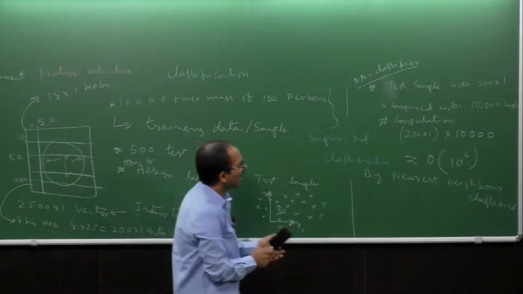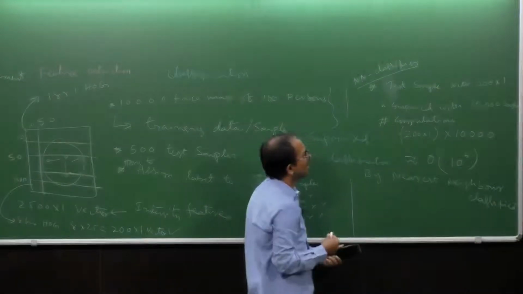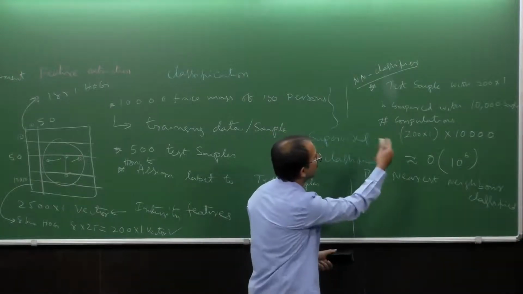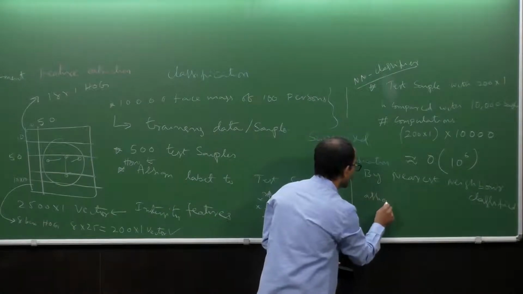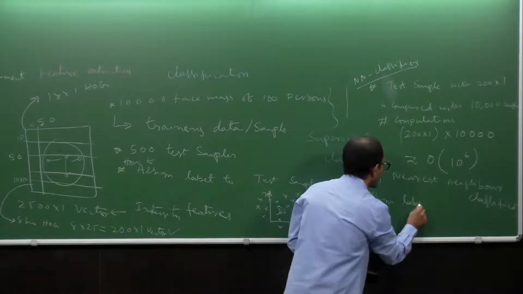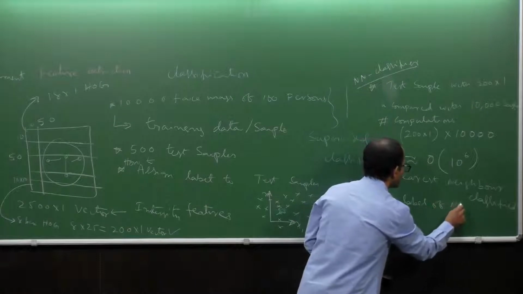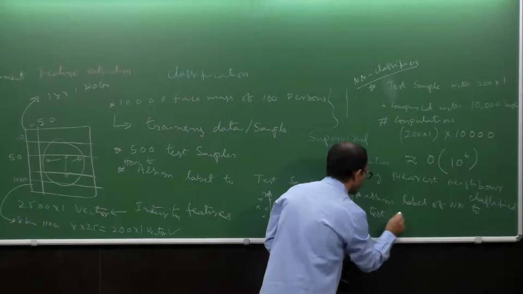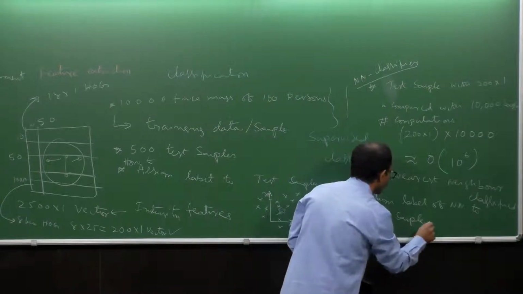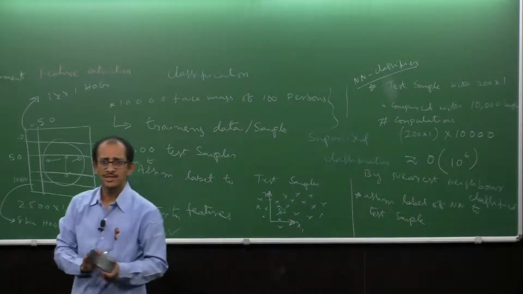So you need this many computations. After finding the nearest neighbor, we assign the label of the nearest neighbor to the test sample. Is this fine? This is what we do.